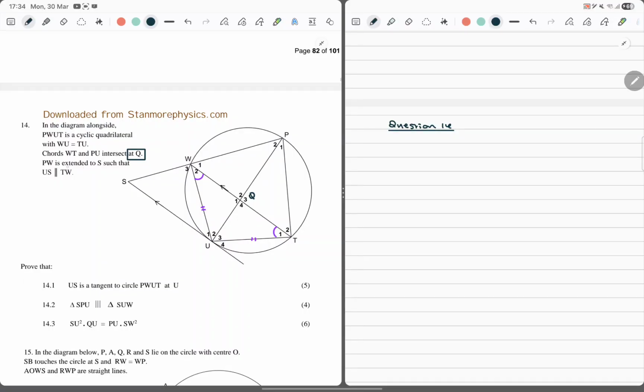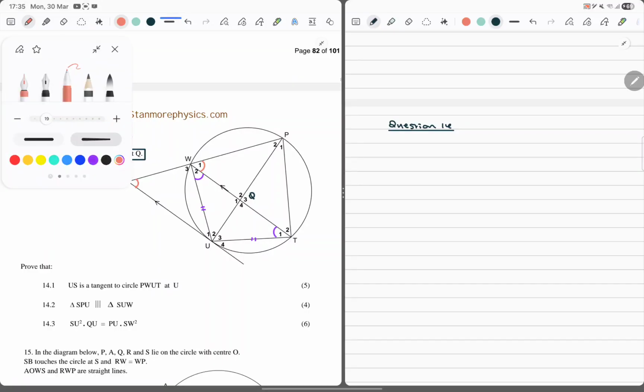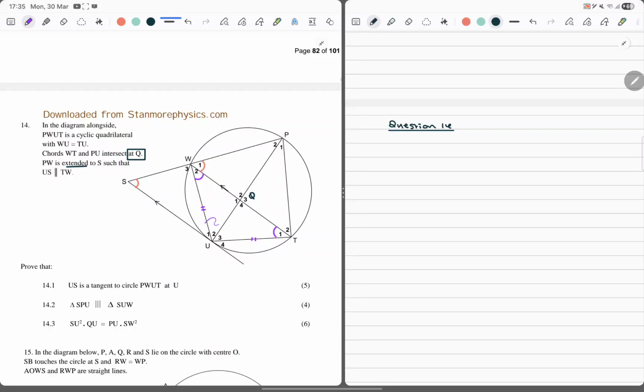Okay, PW is extended. Once we extend or produce a line, it means it's the same straight line to S, such that US is parallel to TW. So this is already indicated. If this is the case, guys, you already know that this angle is going to be equal to that angle. Those are corresponding angles. And we can already appreciate that this very angle S2 should be equal to that angle. Why? Because these are alternate angles.